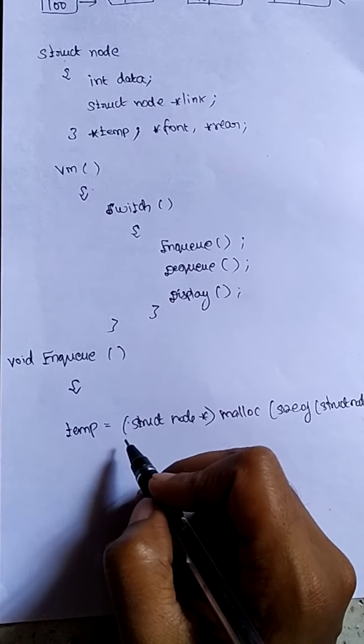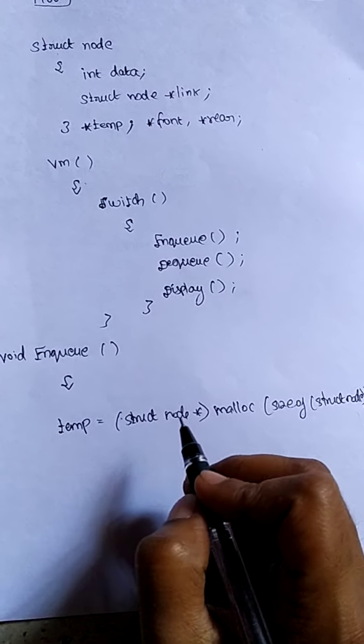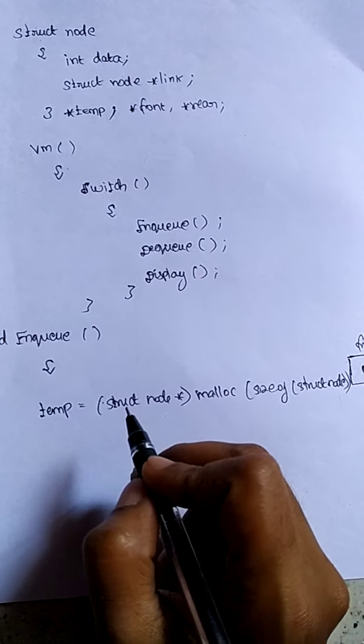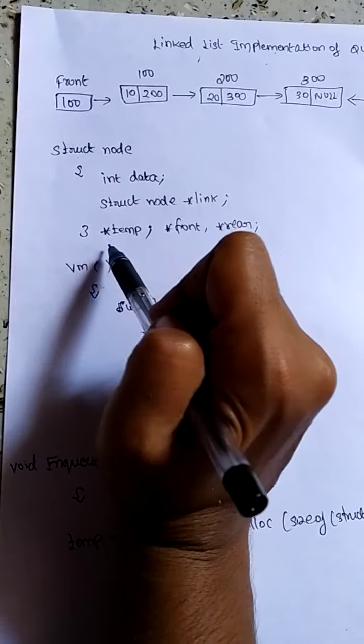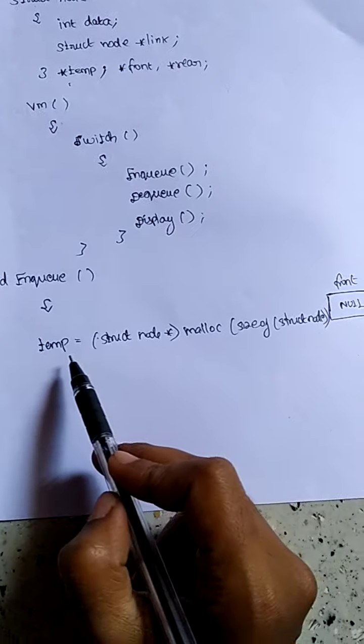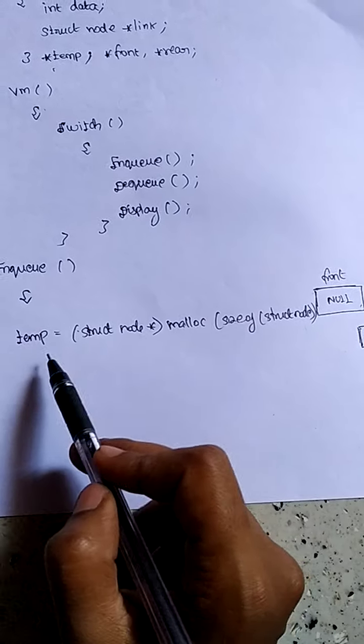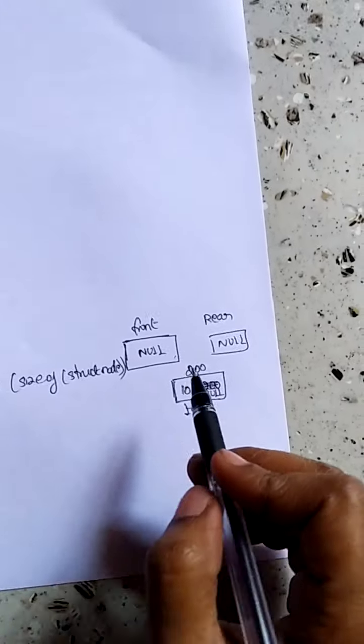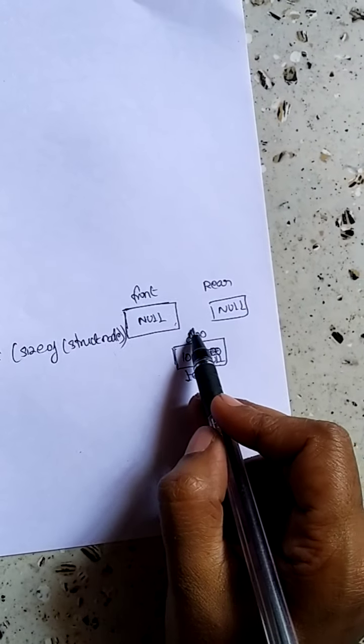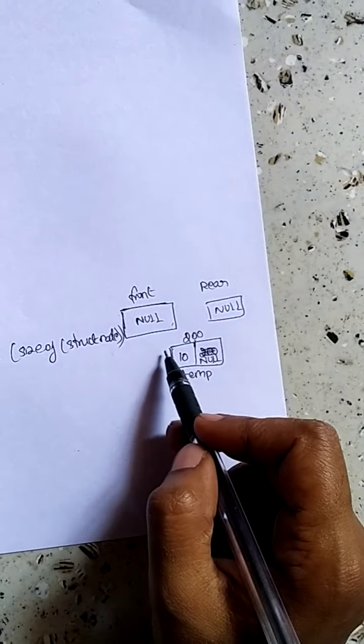I am going to create a new node. I am going to insert a new node, so I want to create a new pointer variable temp. So I have created here star temp. I am going to allocate memory for that: temp equal to struct node star malloc size of struct node. So I have allocated the memory for that. So I have created a node and I have allocated some memory for that.